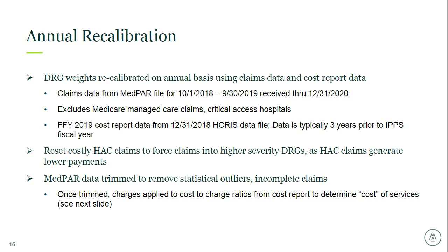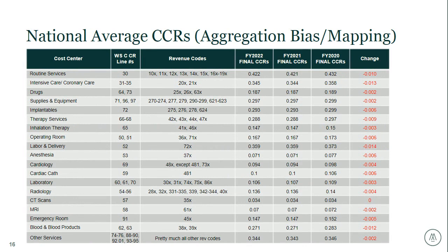We have another slide that sets forth the national average cost to charge ratios. And this shows the final cost to charge ratios using MedPAR and cost report data for the last 3 years. You'll notice the final cost to charge ratios for fiscal year 2022 are the same as the prior year, fiscal year 2021, because CMS utilized the prior year 2019 data set in lieu of the newer 2020 data set that contained COVID information.